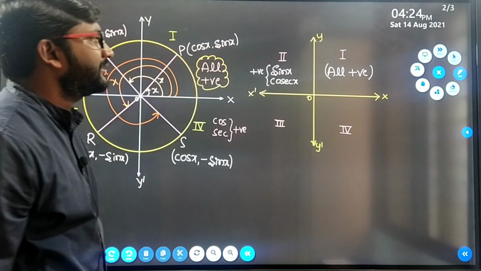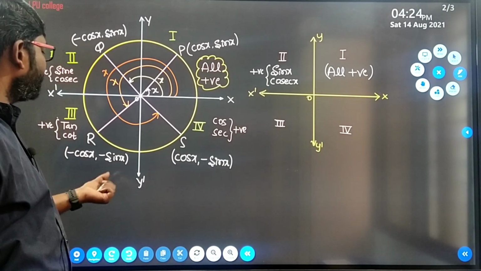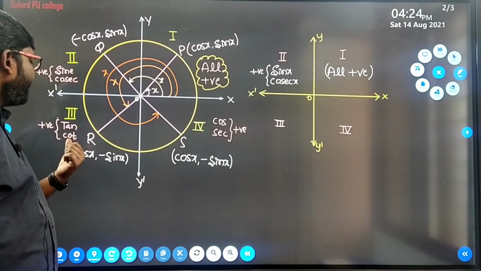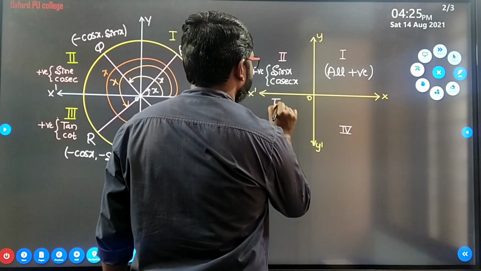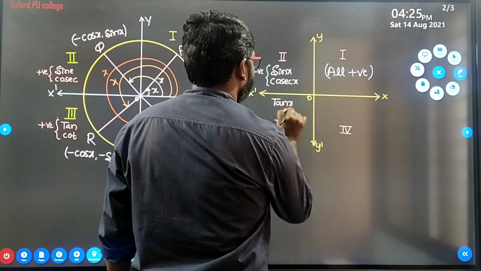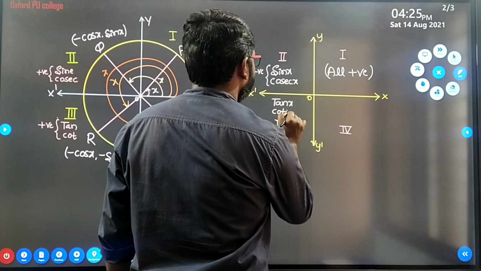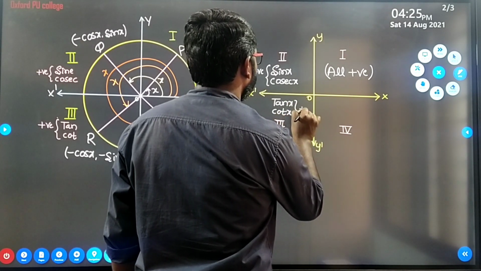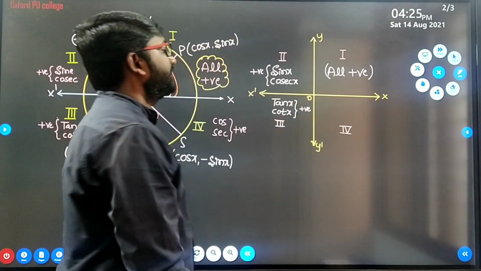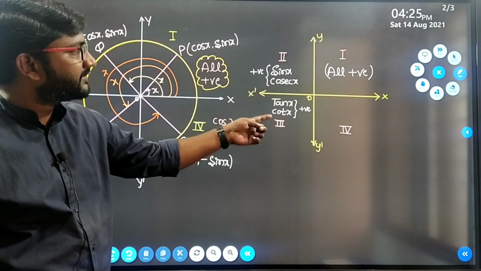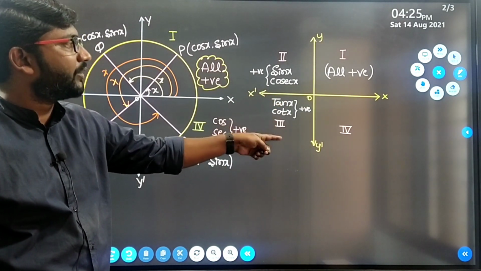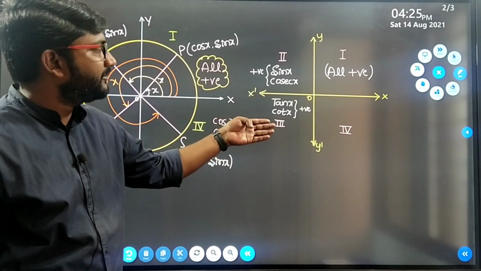Then come to the third quadrant. In the third quadrant, only tan x and cot x are positive. Tan x and cot x, these two are positive in quadrant 3. Remaining will be negative in the third quadrant. Remaining means sine, cosec, sec and cos. These 4 will be negative in the third quadrant.